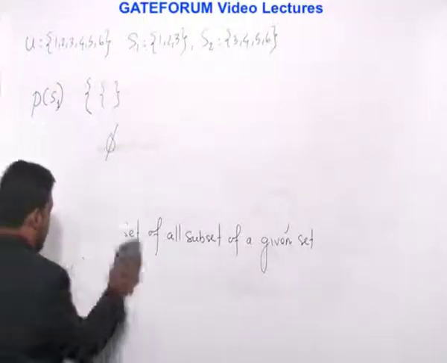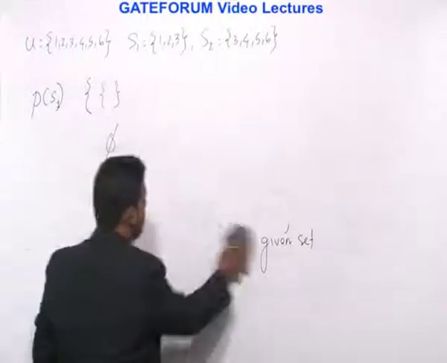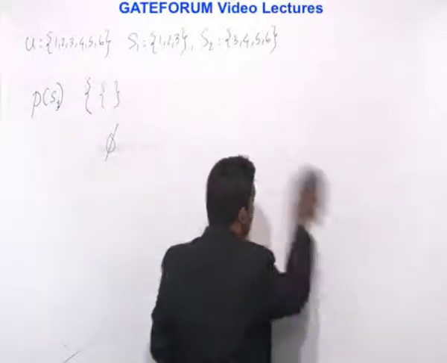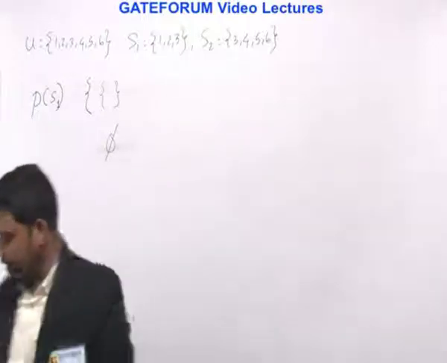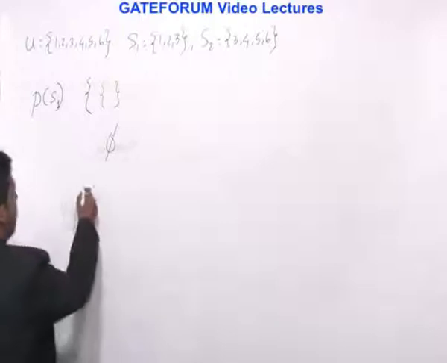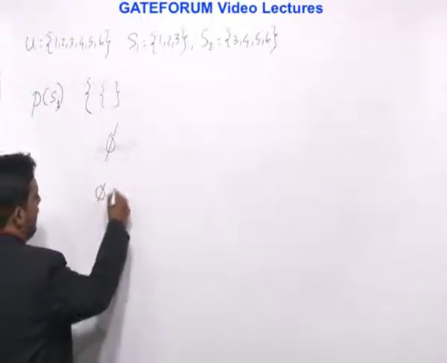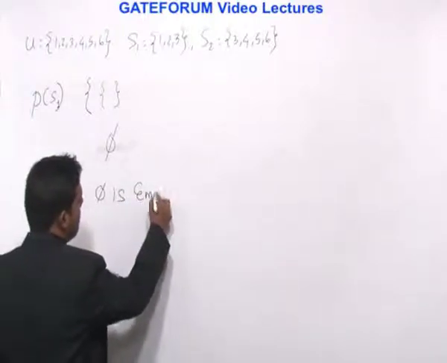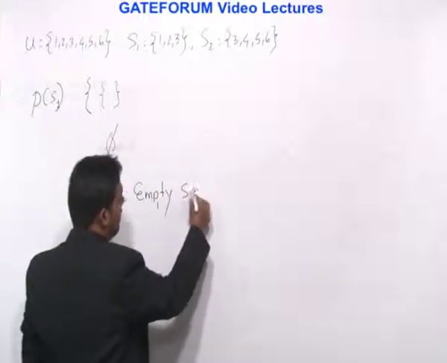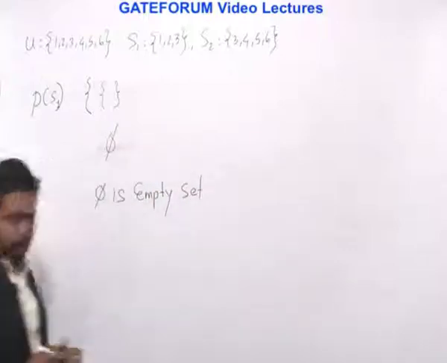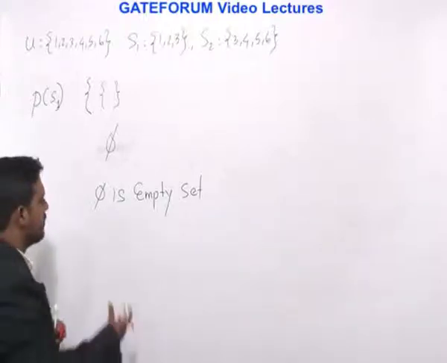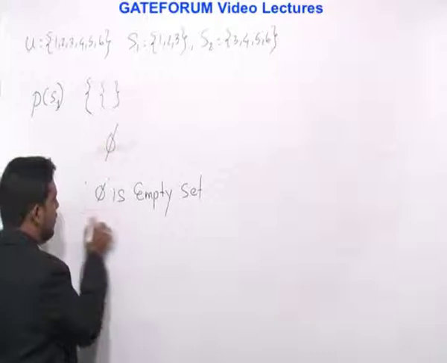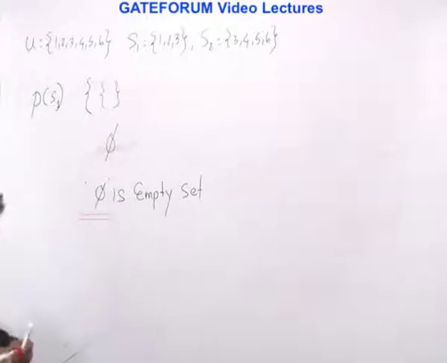So what is phi? This is the first time I'm introducing this particular notation. Phi is an empty set. This is the most important, and it will come again and again. Phi is nothing but a set, an empty set, a set consisting of no element.